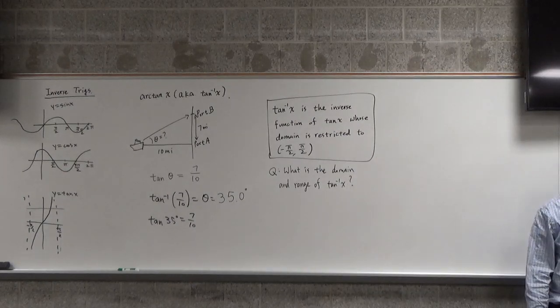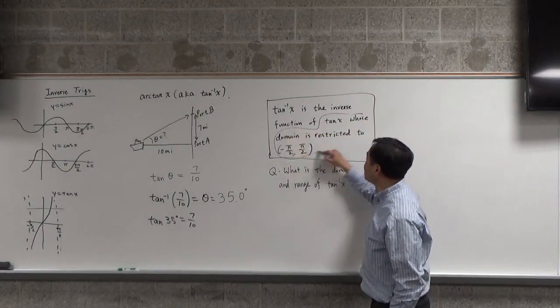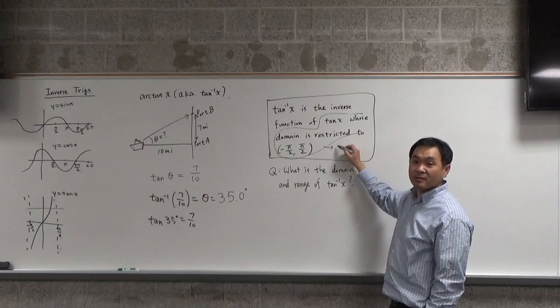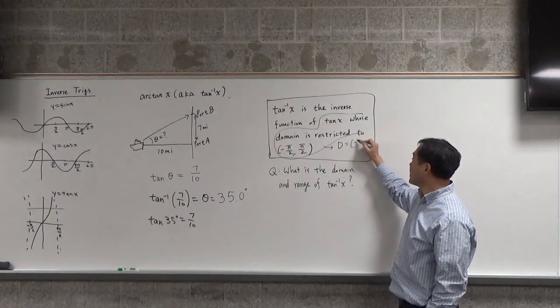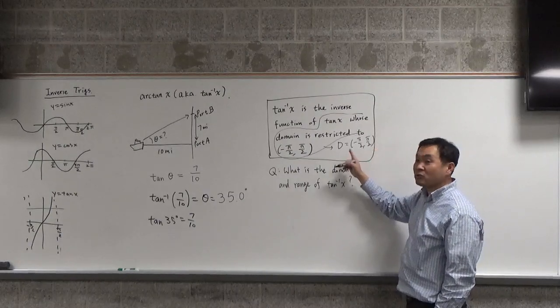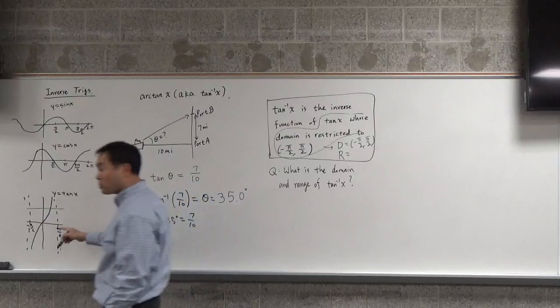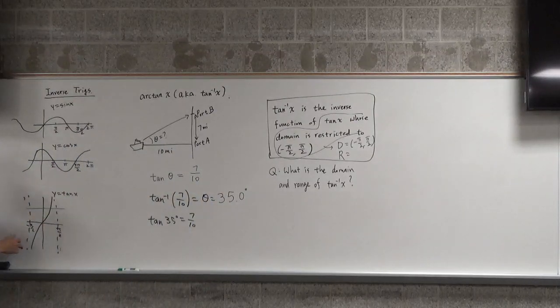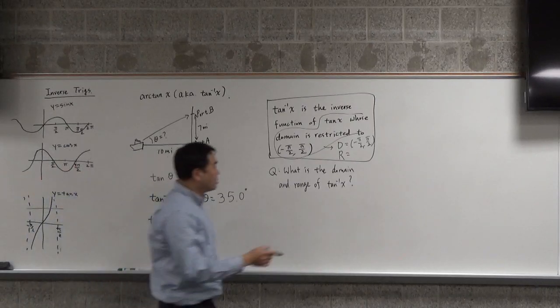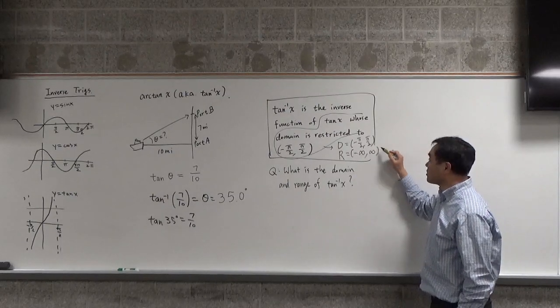Well, here's how you think. The original function has domain what? -pi/2 to pi/2. That's your domain, right? Now, once you have that restriction, look at the graph and see what the range is. Range is the y values, which is the height. How high does it go? Infinity. How low does it go? -infinity. So what's the range? -infinity to +infinity, right? That's the range.